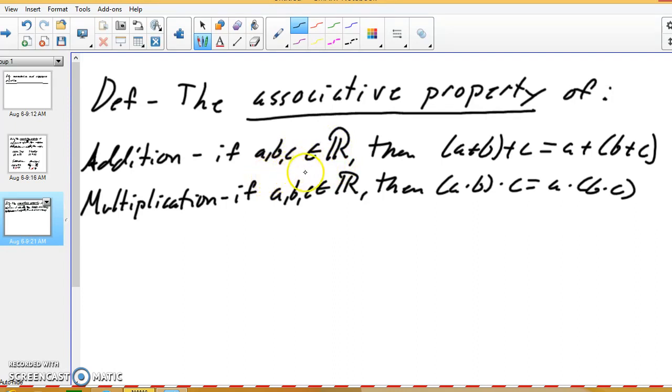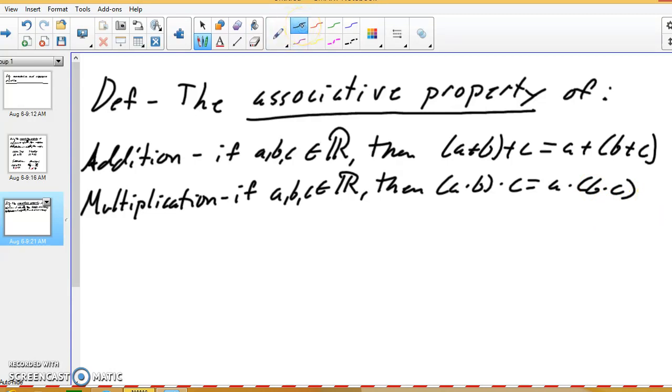If A, B, and C are elements of the real numbers, then (A + B) + C is equal to A + (B + C). The same concept works for multiplication, the associative property of multiplication. If A, B, and C are elements of the real numbers, elements of the integers, rationals, or irrational numbers, then (A × B) × C is equal to A × (B × C).